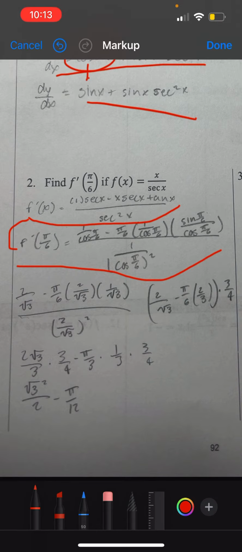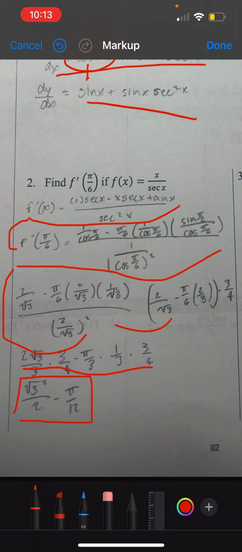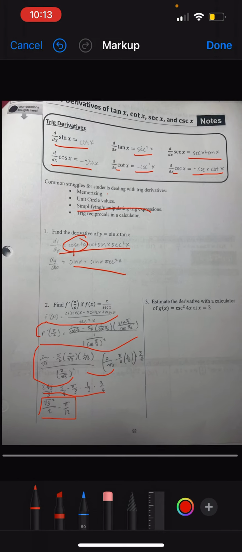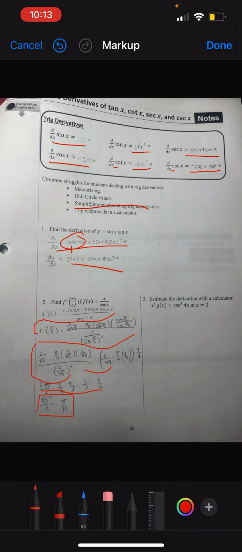And then I simplified it from there, and then more simplifying, and then even more simplifying, and then our final answer is here. So yeah, that's derivatives of tan x, cotangent x, secant x, and cosecant x.